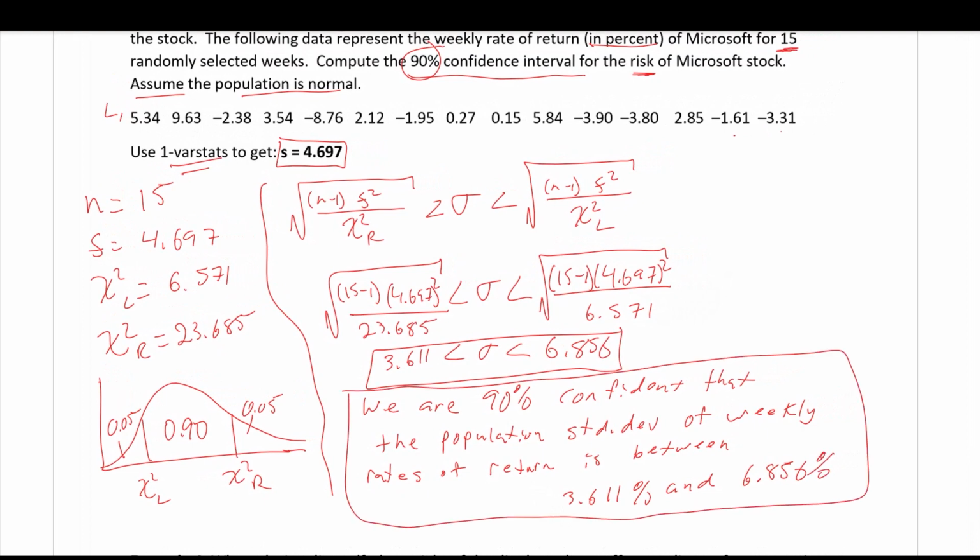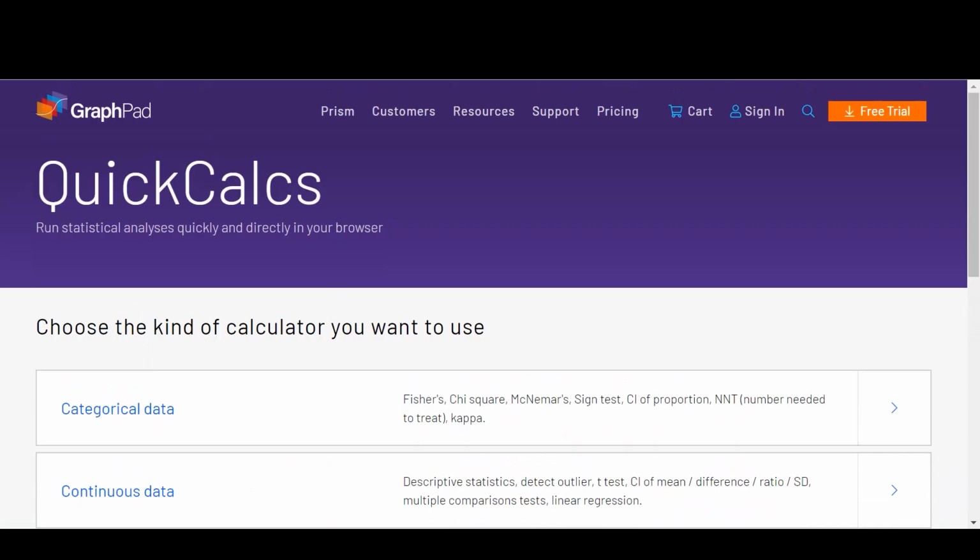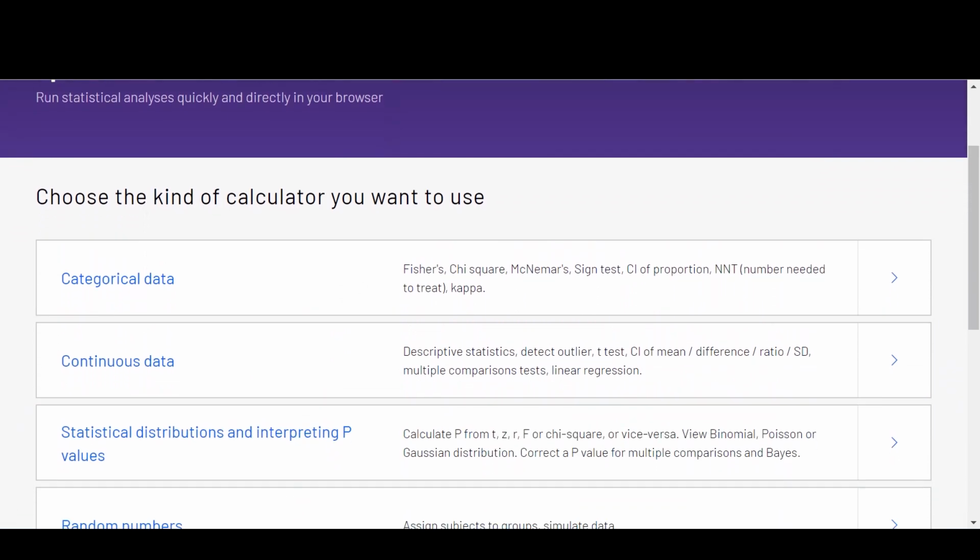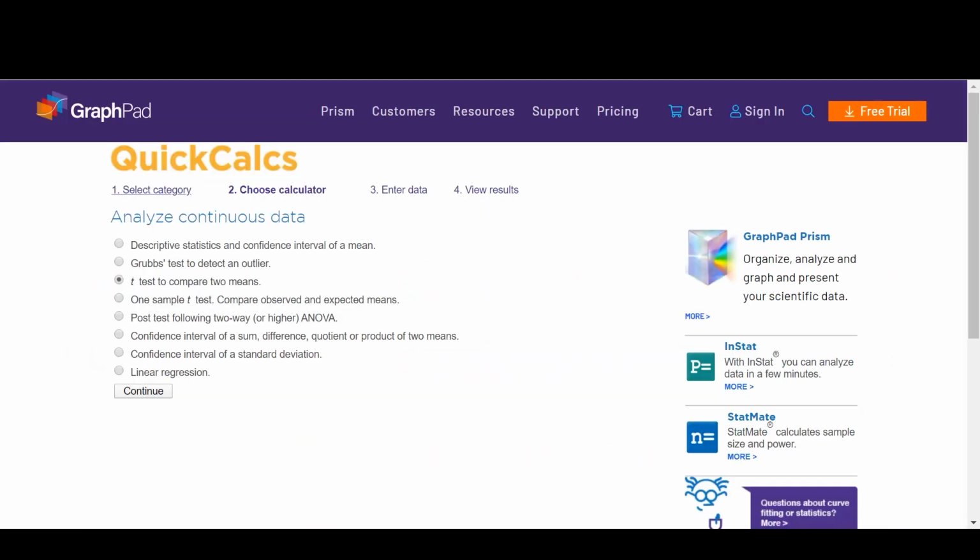So now that we found the confidence interval for the standard deviation here, that same website also gives you a way to come up with this interval just with a few inputs. Let's try that out. On this page, if you just go to where it says continuous data, you'll see CI of the mean difference ratio, SD. The CI refers to confidence intervals. So let's click on that, and then choose the calculator that we're interested in. We're looking for the confidence interval for a standard deviation.